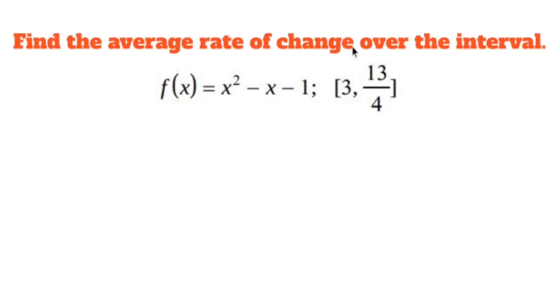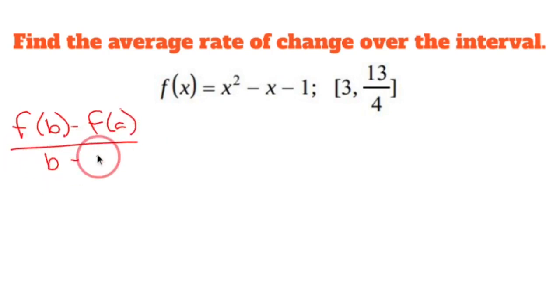Find the average rate of change over the interval 3 and 13 over 4. Well, that's going to be fun, especially because my function has a square in it. Average rate of change, what is that? Well, it's basically slope. And the way you find average rate of change is you do f of b minus f of a over b minus a.